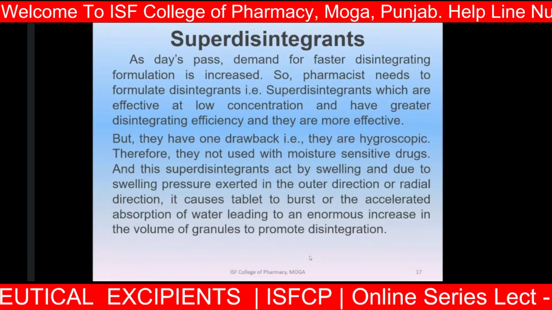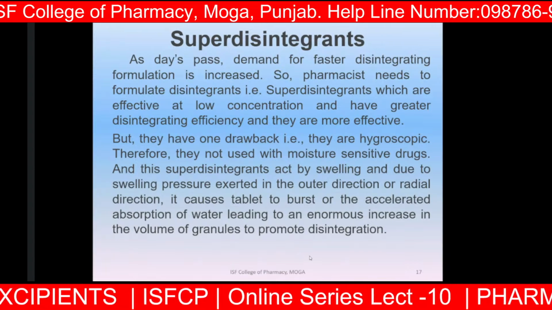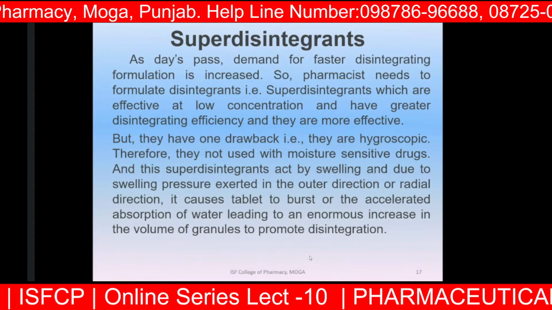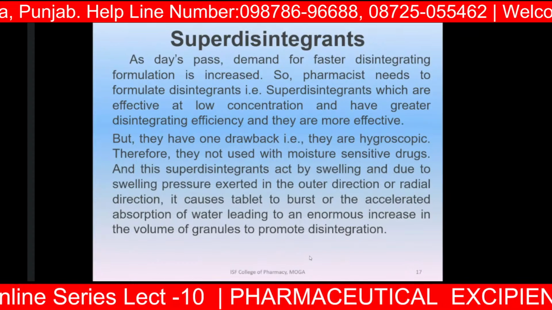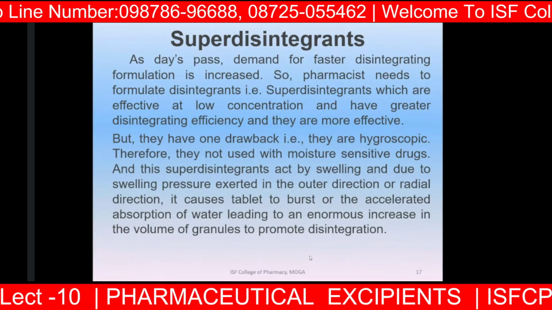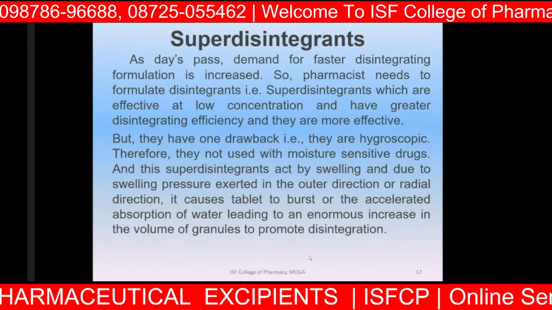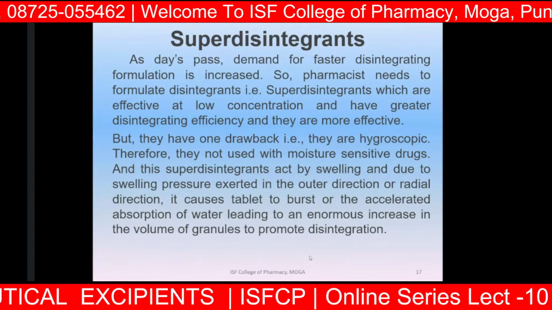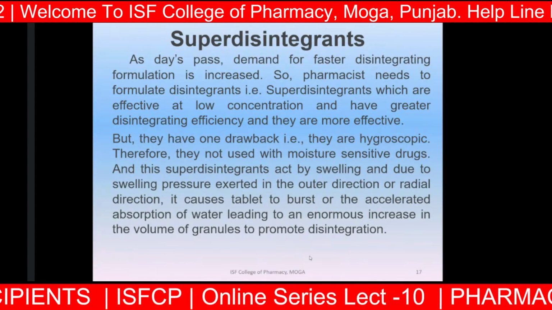So pharmacists need to formulate super disintegrants, which are effective at low concentration and have greater disintegrating efficiency. But they have one drawback: they are hygroscopic in nature. Therefore, they are not used for moisture-sensitive drugs. These super disintegrants act by swelling, and the swelling pressure exerted in the outward or radial direction causes the tablet to burst, or accelerated absorption of water leads to an enormous increase in the volume of granules to promote disintegration.